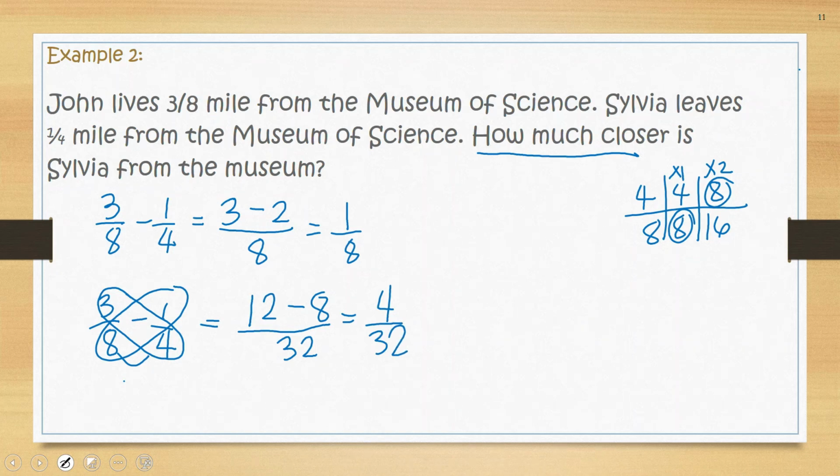So, yung 4 over 32 is pwede pa natin itong ma-reduce. Kasi yung common number ng dalawa is 4. So, divisible ito ng 4. So, yung numerator divide natin ng 4. Yung denominator divide natin ng by 4. 4 divided by 4 is equals to 1. 32 divided by 4 is equals to 8. So, yung final answer natin dito is 1/8, which is the same answer na nakuha natin using the first method.